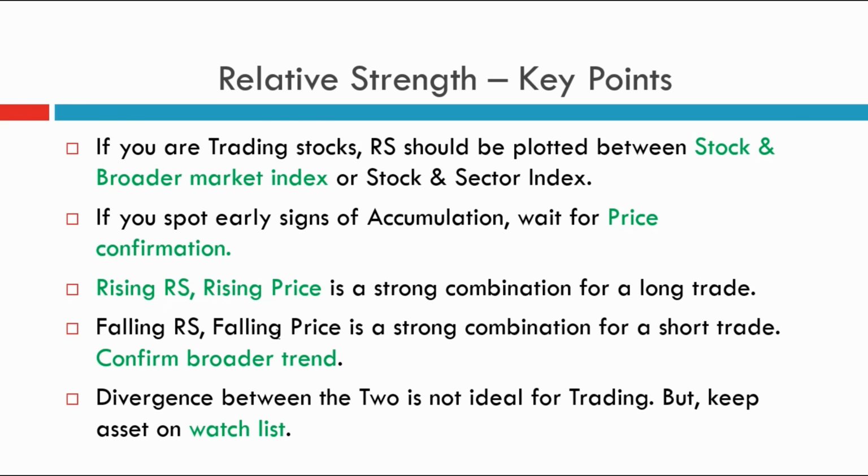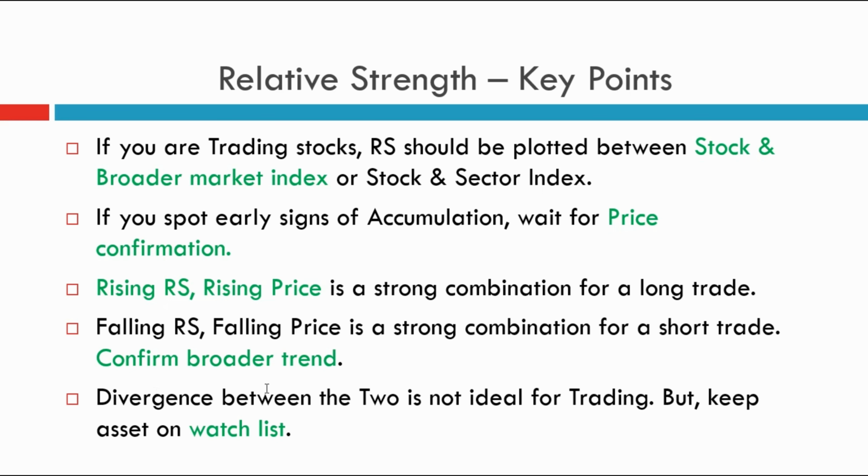A falling RS line and falling price is a strong combination for a short sell trade, but make sure the broader market trend is down, because only 2 out of 10 times a short sell trade works out, since that is the nature of the stock market, that it mostly rises up. And when you finally come to take a short trade, make sure that the RS line on a broader market level is confirming that.